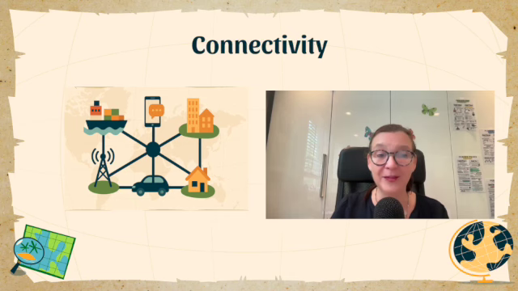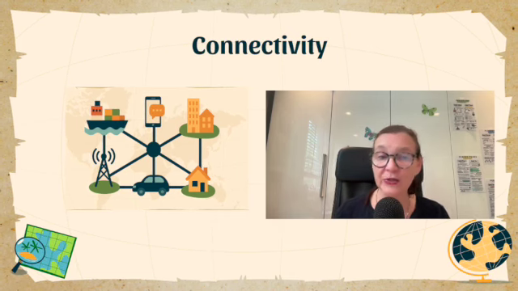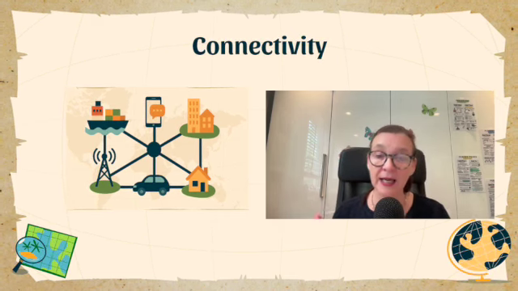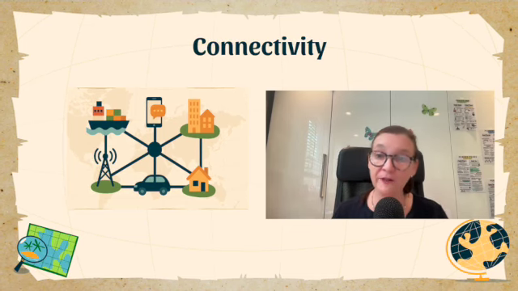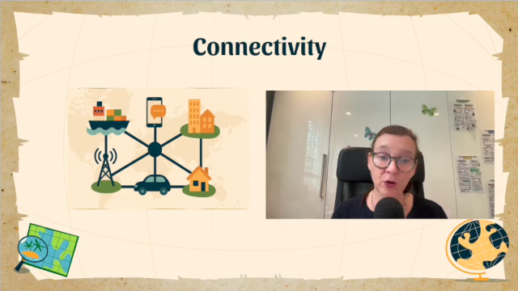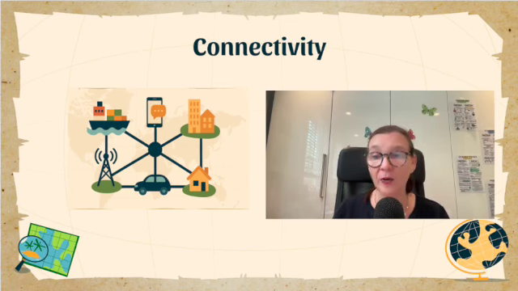So here's your AP tip. High connectivity often reduces the effects of distance decay. Even if two places are far apart, they can still interact frequently if they're well connected. So when you see a question about movement or global links, think about connectivity and how it makes it all possible.